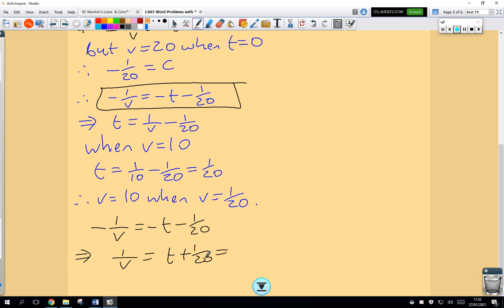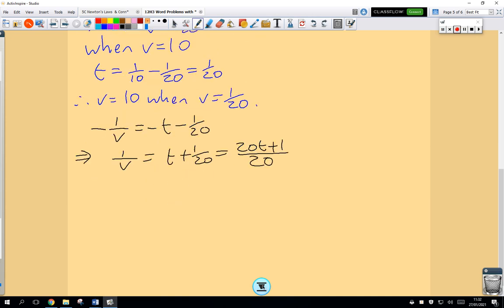And expressing t plus 1/20 as a single fraction, that's going to be 20t plus 1 over 20, since t is equal to 20t over 20. So what I have is 1 over v is equal to 20t plus 1 over 20. The next thing I'm going to do is just take the reciprocal of each of those sides. If two fractions are equal, then their reciprocals are equal. So v over 1 has to equal 20 over 20t plus 1.